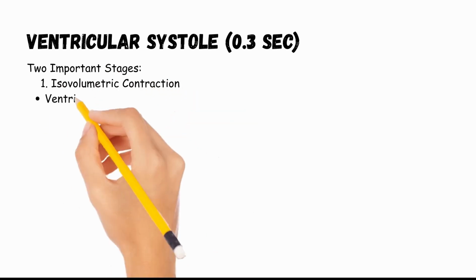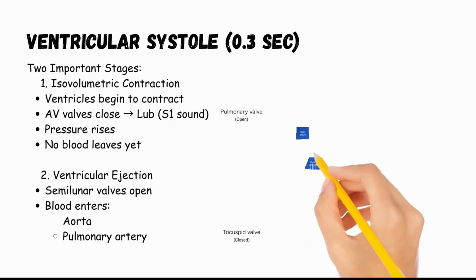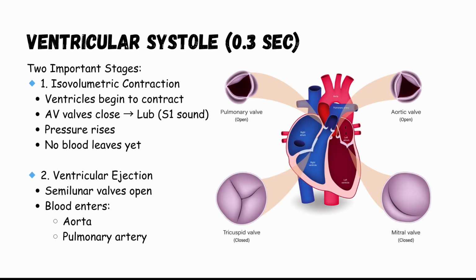Next comes ventricular systole, which lasts about 0.3 seconds. This phase has 2 stages. First, isovolumetric contraction. The ventricles begin to contract. The AV valves close. This closure produces the first heart sound, Lub, or S1. All valves are closed, so no blood is ejected yet. Pressure inside ventricles increases.